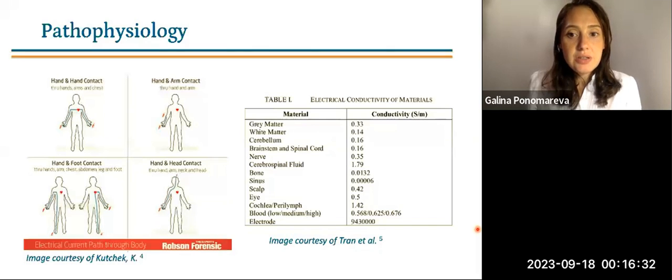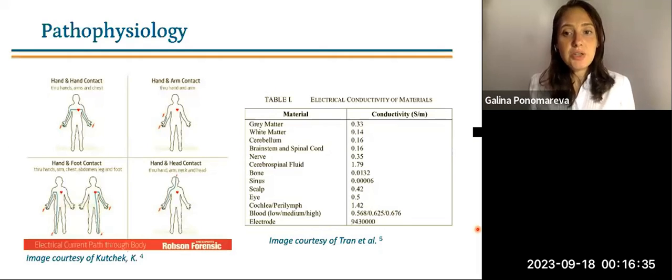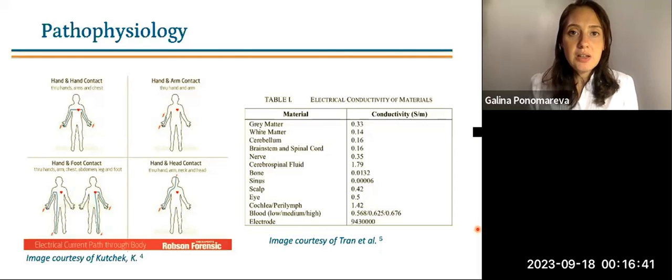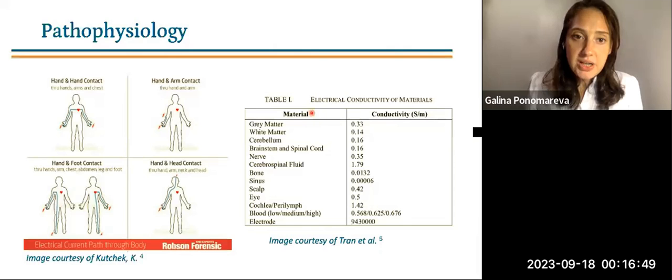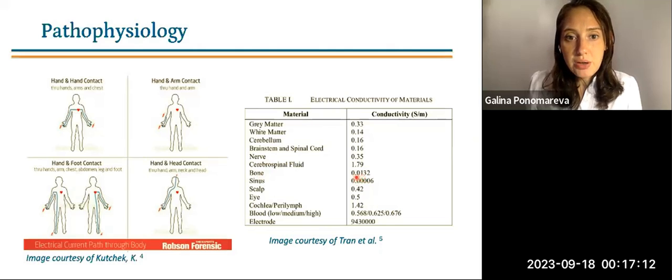And we know that some tissues have higher resistance, such as bones and fat, and some tissues have low resistance, such as vessels and nerves. Resistance and conductivity are inversely related, so high resistance tissues will have low conductivity and vice versa. This is demonstrated nicely in the table here, which was created by Tran et al., who measured the electrical conductivity of different bodily tissues. And they found that, for example, bone, which has high resistivity, has low conductivity, measuring at 0.0132.